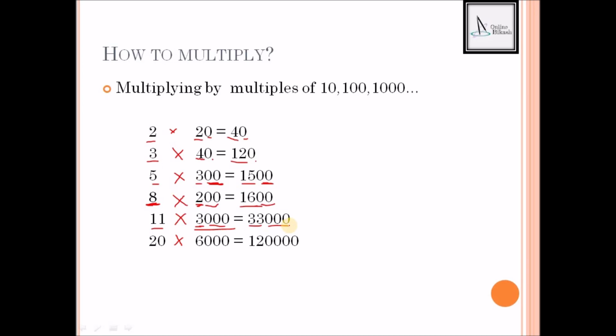Similarly, 20 multiplied by 6000. So we will do what? In this case, try to understand, it is very important. This 2 and this 6 you multiply. 2 6s are 12. Clear? In here, how many 0? 1 zero. And in here, how many 0? 3 zeros. In total, how many 0? 4 zeros. So we will place these 4 zeros at the end. Okay, this way you can do multiplication whenever there are some zeros. Easily you can do it.